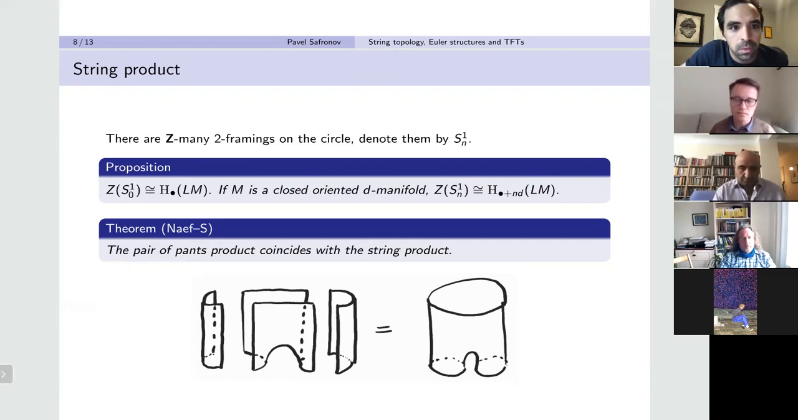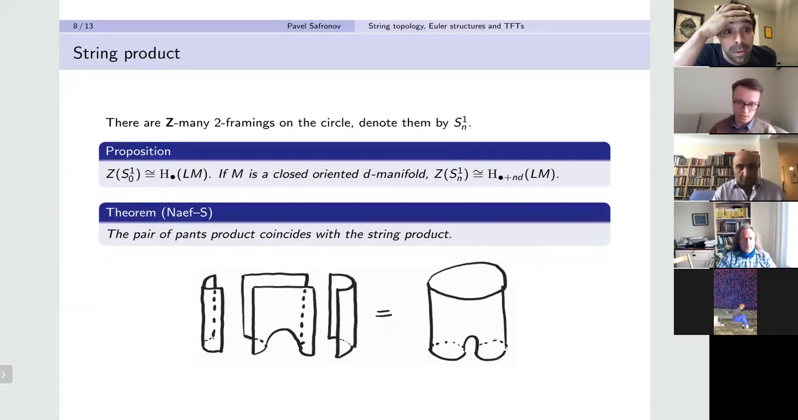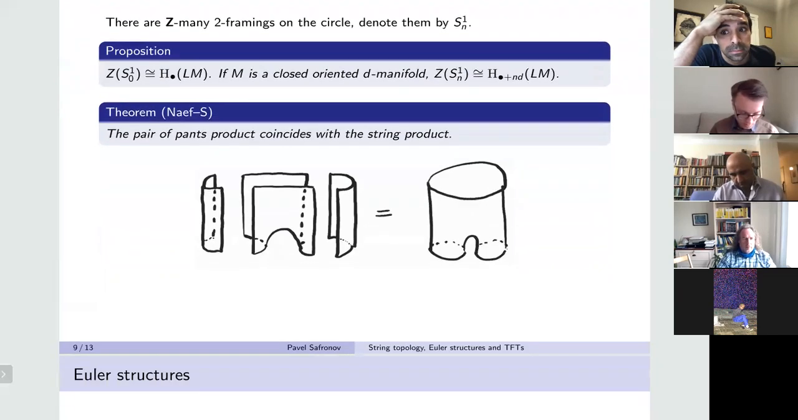Pavel, so you're working with non-equivariant homology here, right? So you probably mean loop product, right? Yeah, right. Okay, good. Of course, the TFT sees all the information, but here, indeed, we are computing the loop product.